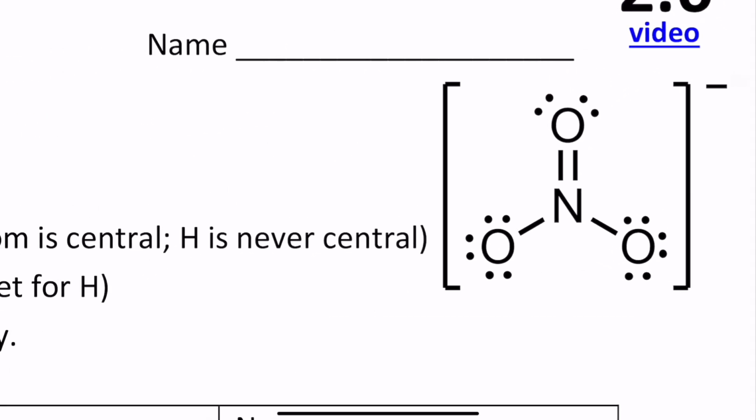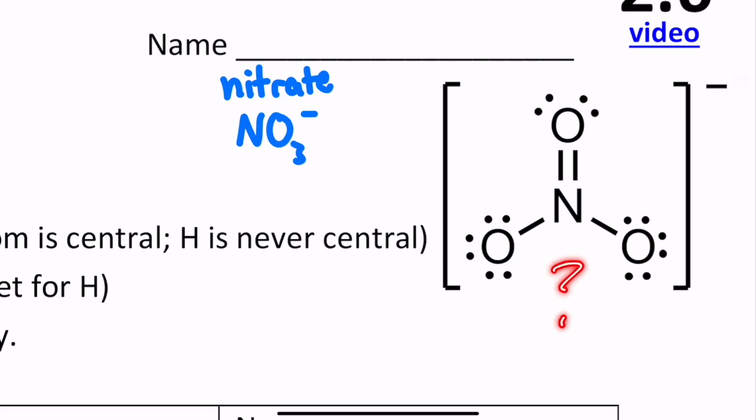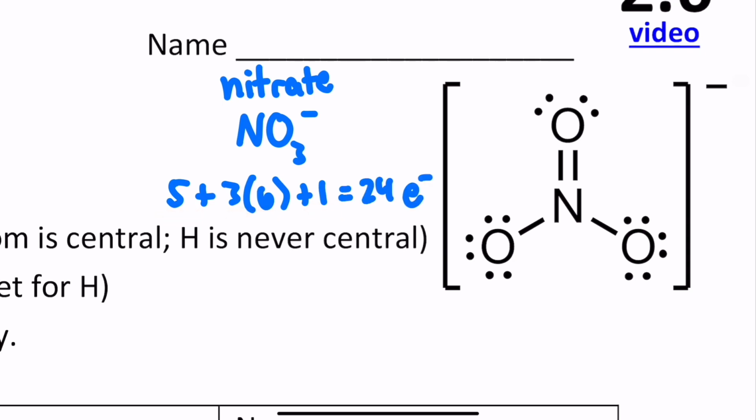Here's an example of a Lewis structure for the nitrate anion, that's NO3 negative. So how do we get this structure? Well, the valence of nitrogen is 5 because it's in group 15. The valence of oxygen is 6 because it's in group 16. And then there's a -1 overall. So my valence to work with is 5 plus 3 times 6 plus 1, which is 24 electrons.